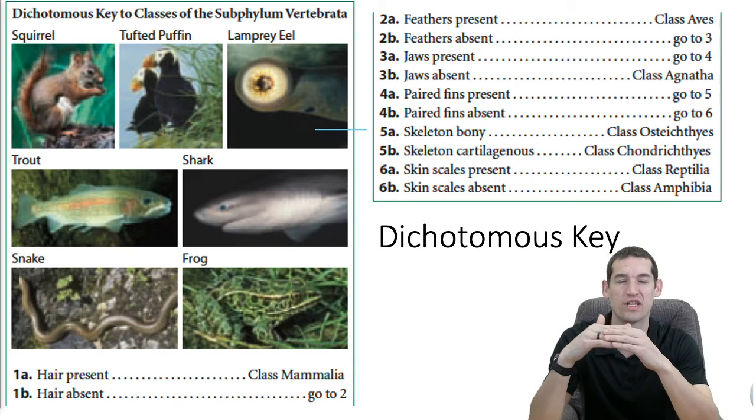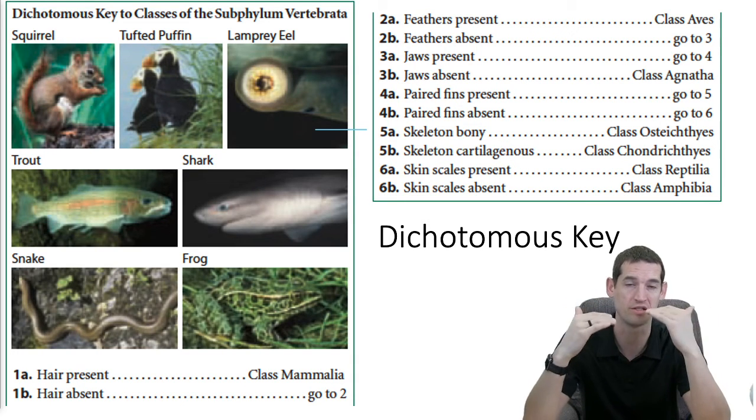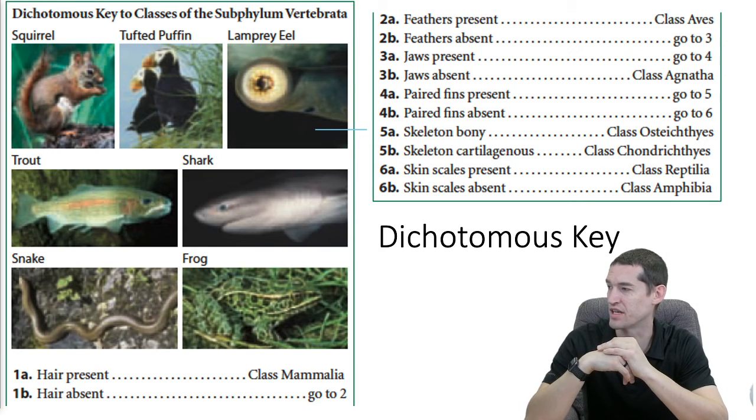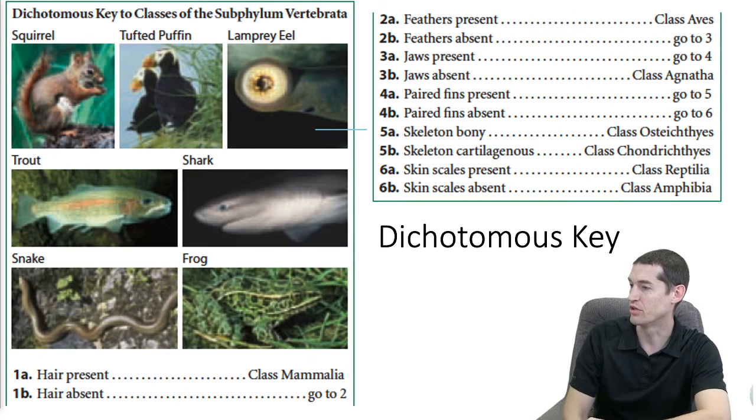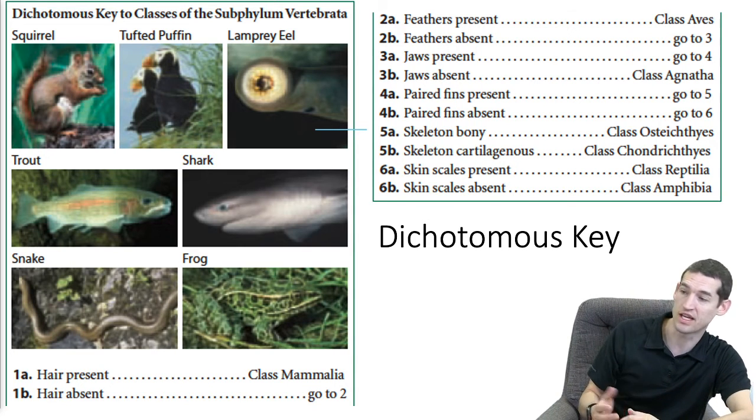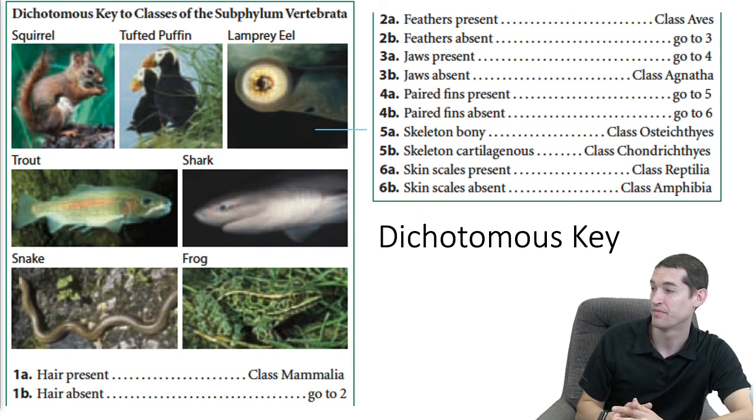We're going to follow the steps, and based on what our answers are, we're going to go to different steps until we get an answer. So for example, in this case, let's say you saw a squirrel. So you would go to number 1. The first question says, is hair present? You would say yes. And so they would tell you right there, okay, that's class Mammalia, and you're done.